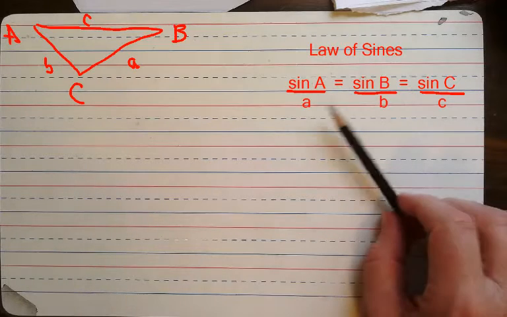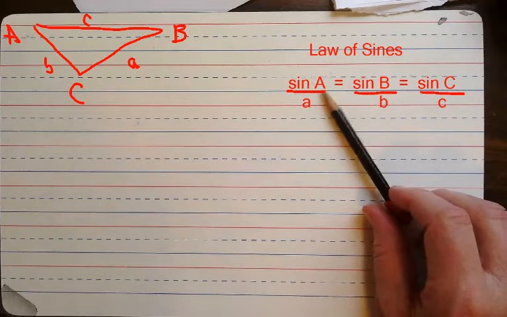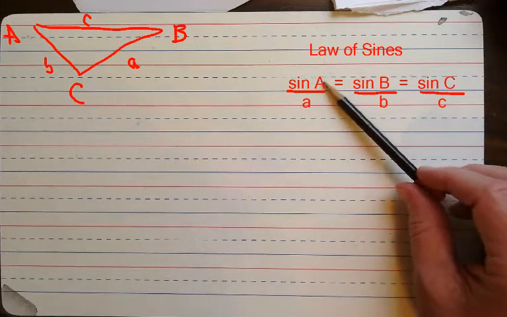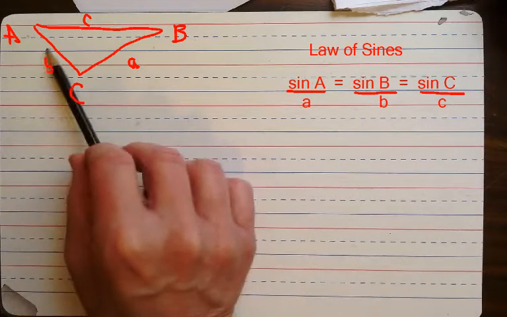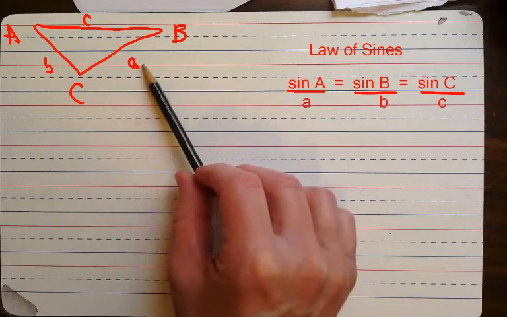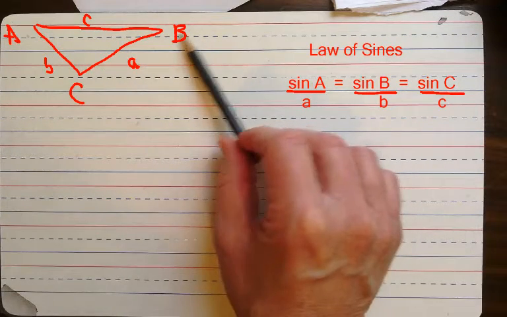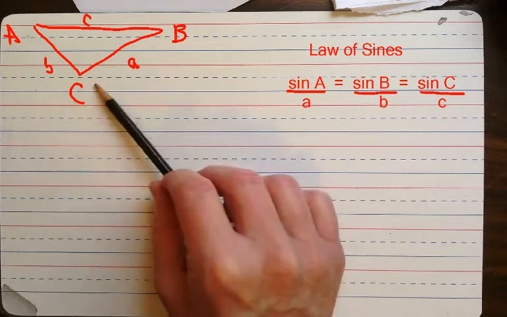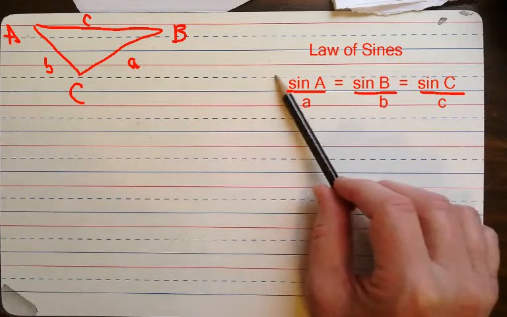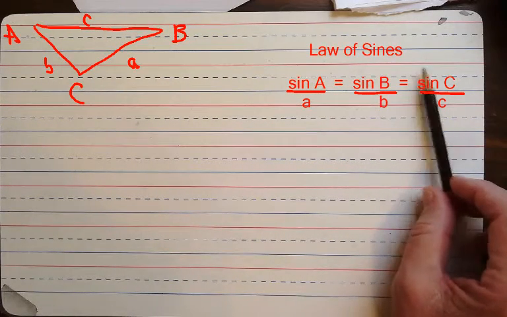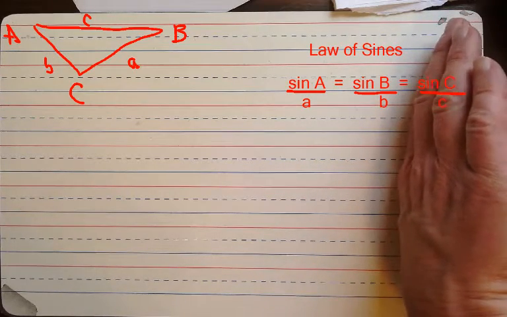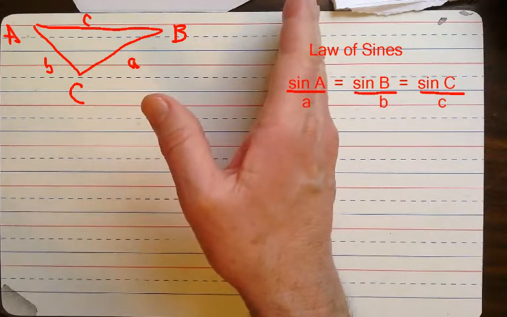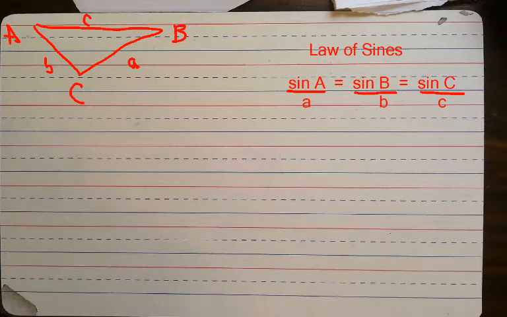Well, it's a proportion. It's going to be a fraction with the sine of the angle on top divided by the opposite side. So when we're talking about angle A, we have to know side A. Angle B goes with side B. Angle C goes with side C. Any two of these, it doesn't matter which two, we can forget about the C and do just the A and the B, or forget about the A and just do the B and the C. It's a proportion. Once you have two fractions, you have got it made.